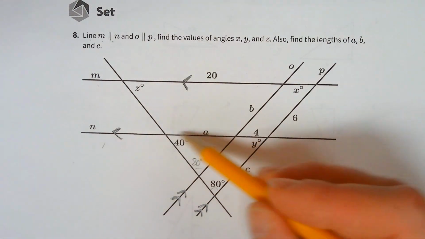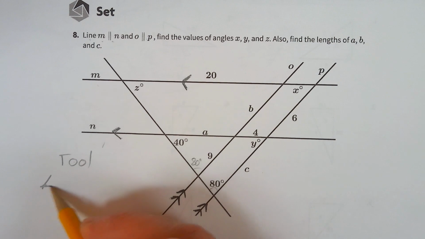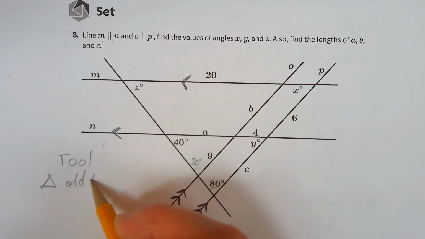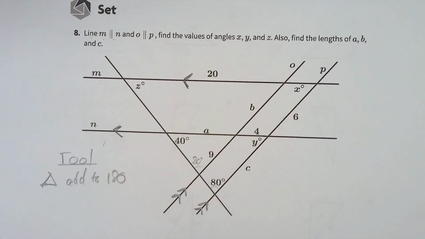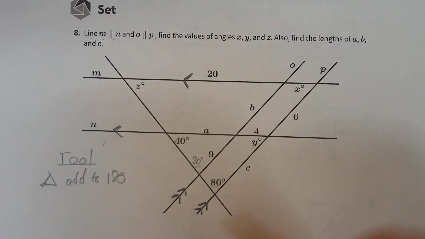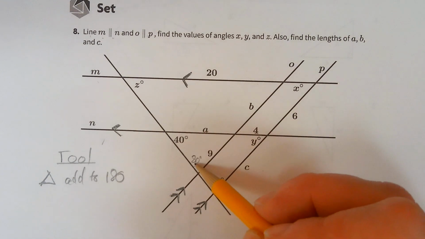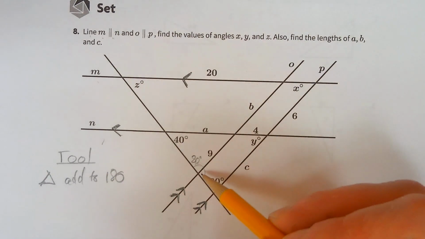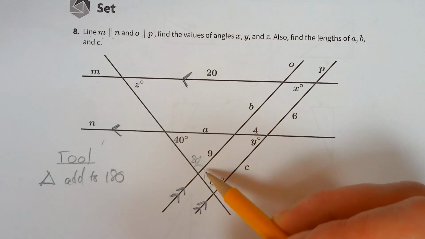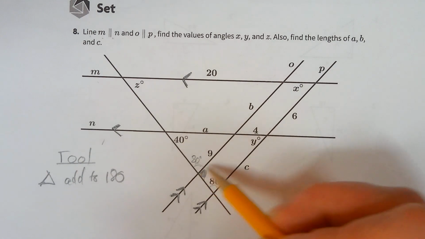Okay, oh, I forgot something. Another tool. Triangles add to 180. Yeah, you gotta use that tool. Add that to the tool list from earlier in the video. Linear pair. You could get this one. You can figure out what this one is from. Oh, it's a 100.